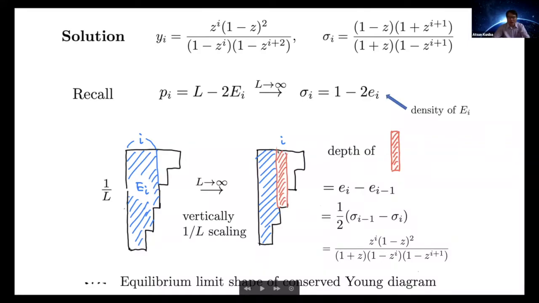So the depth of this I-th column in that scaling limit should be, because this capital E_I, while L goes to infinity, becomes little e_I, this area should be little e_I. The depth of this red strip is obtained by taking the difference like this. Because of this equation, it can be computed by this combination, and the result is this. I think this result is essentially due to Han and collaborators, the equivalent limit shape of the concept Young diagram. This is the SL2 case.